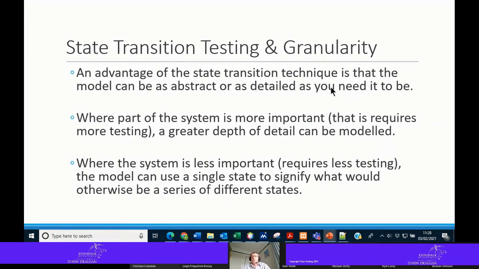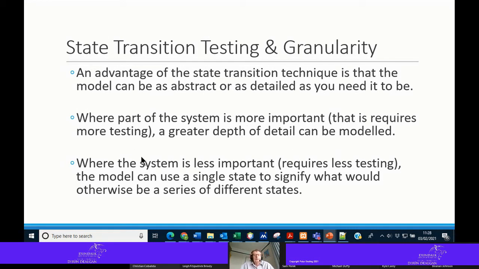An advantage of the state transition technique is that the model can be abstract or as detailed as you need it to be. So it depends on what level you're at. If you're up at a system level, it can be a bit more abstract than it would be if you were down at a lower level. If part of the system is more important, that is, it requires more tests, a greater depth of detail may be modeled.